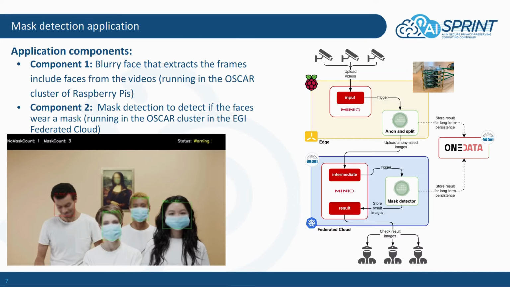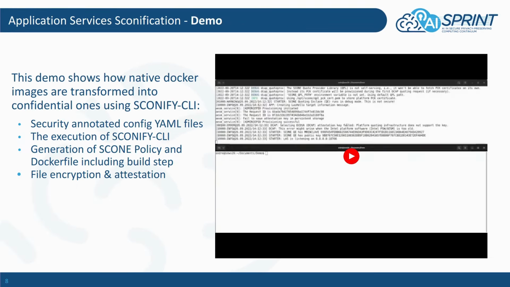In this demo, I will leverage the mask detection application, which essentially consists of two components. We have the blur faces component that extracts the frames, including the faces, from the videos, as well as the second component that performs the mask detection. Both of these components are provided as Docker containers, and we will enhance the security by transforming these native Docker images into confidential ones. I will now show a demo on how we do this sconification.